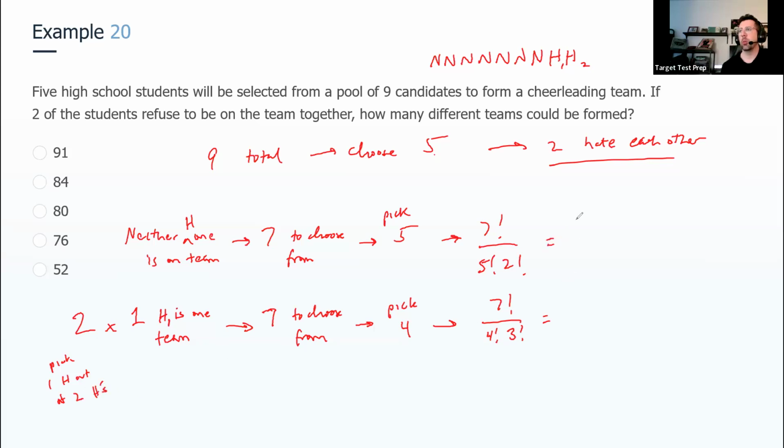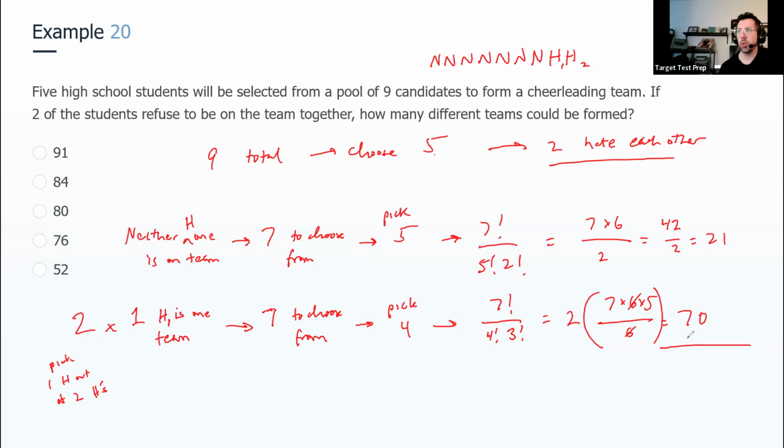So this then becomes 7 times 6, cancel out the 5 factorial over 2. So that's 42 over 2. So that's 21. And then this is 2 times 7 times 6 times 5, cancels out the 4 factorial over 6 with the 3 factorial on the bottom. So that cancels out with that. So that's 7 times 5 times 2. So that's 35 times 2 is 70.